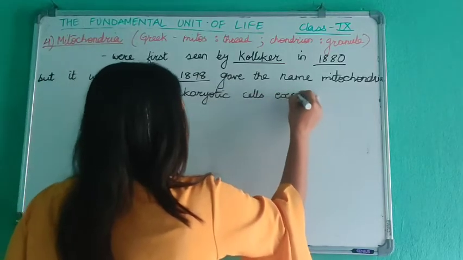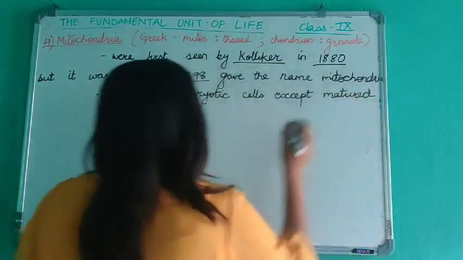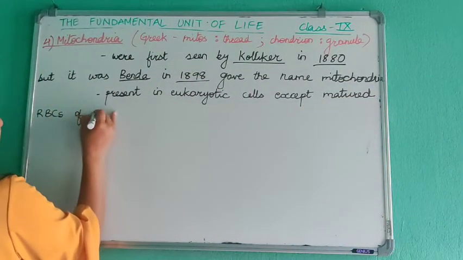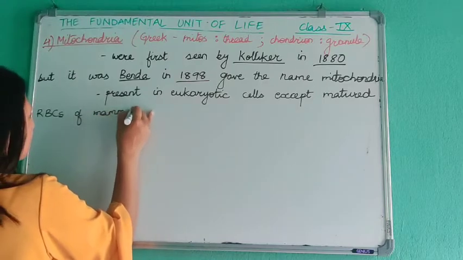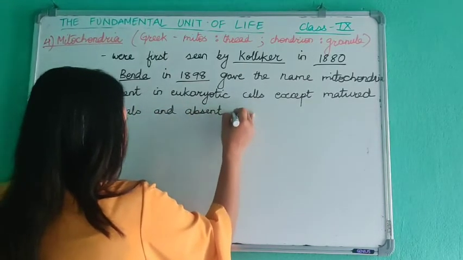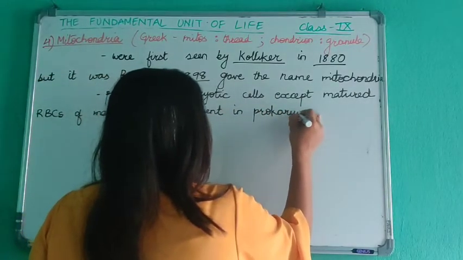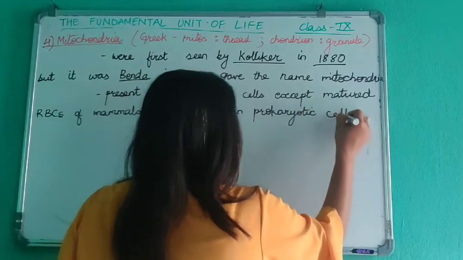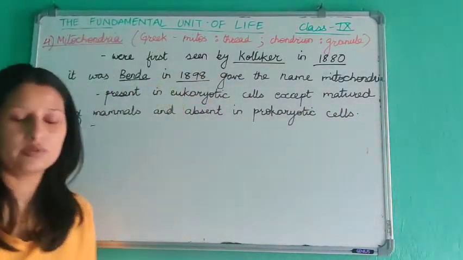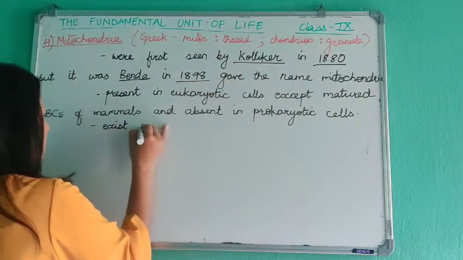It is present in eukaryotic cells except matured RBCs of mammals and absent in prokaryotic cells. So in prokaryotic cells it is absent. Okay. Now it exists in variable shape and size.